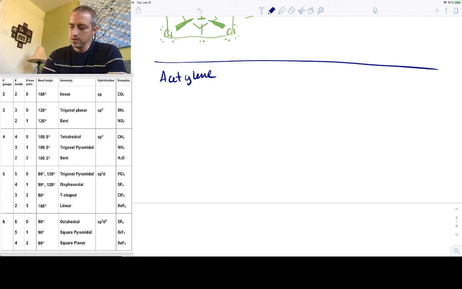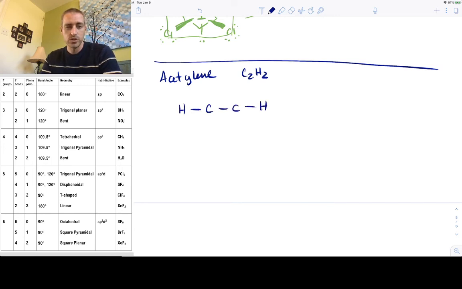Acetylene is C2H2. This has a structure that looks like this, with hydrogen, carbon, carbon, hydrogen. So there's 2 central atoms here, the 2 carbons. So I'm going to give you the connectivity in this example.